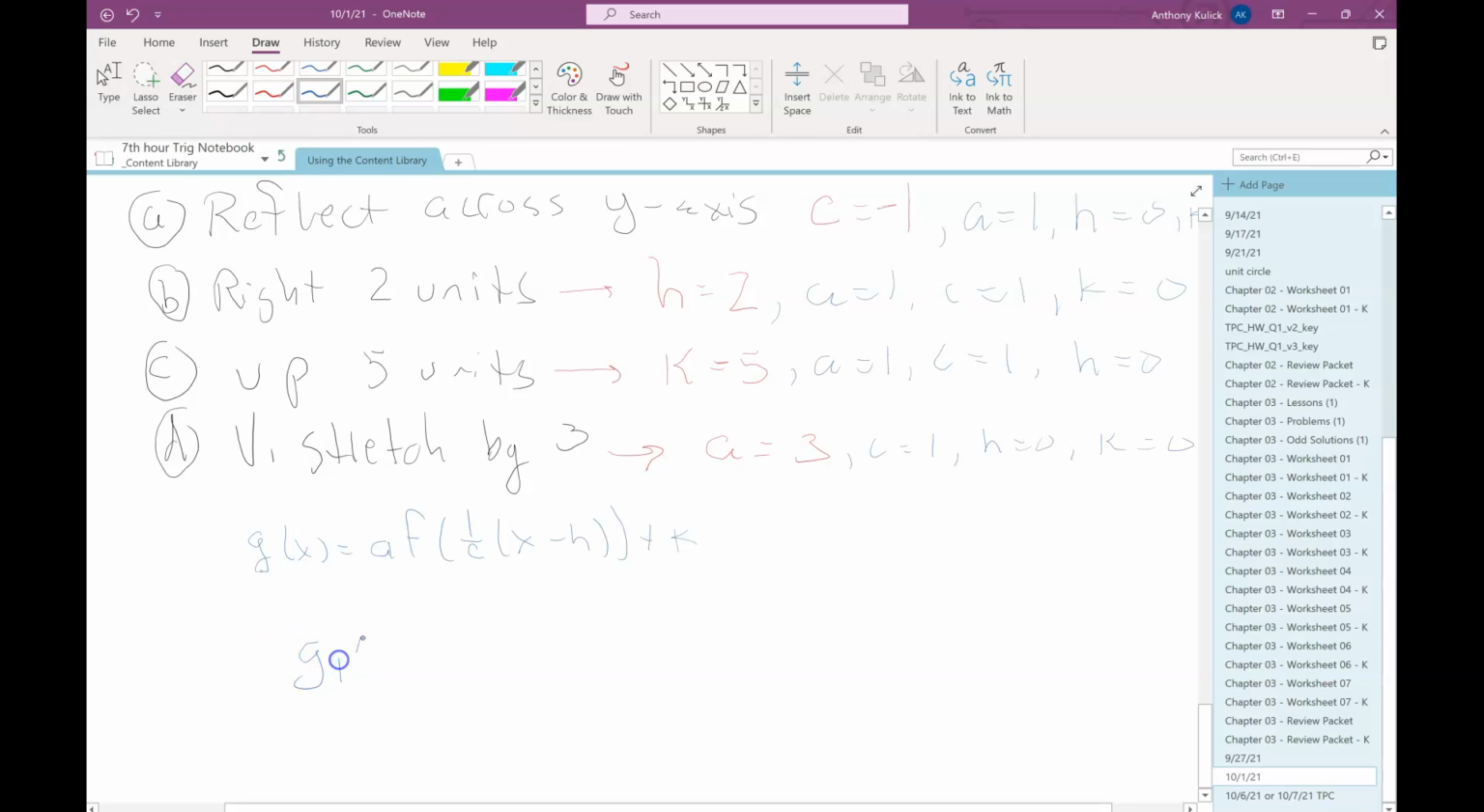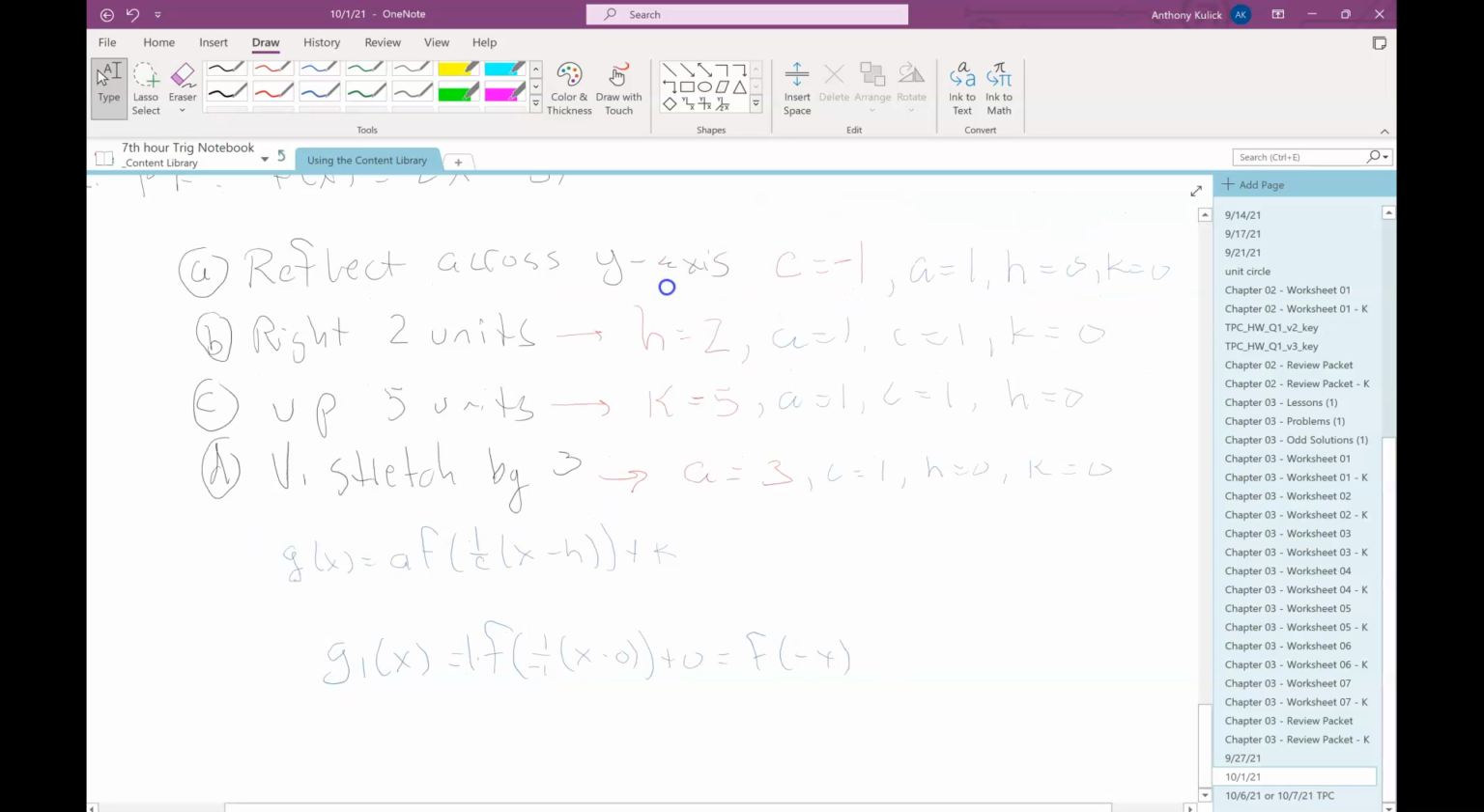So I'm going to do this in 4 separate steps. I'm going to do one transformation at a time. So I'm plugging in my values for A, C, H, and K. So this is really just f of negative x. Everybody okay there?